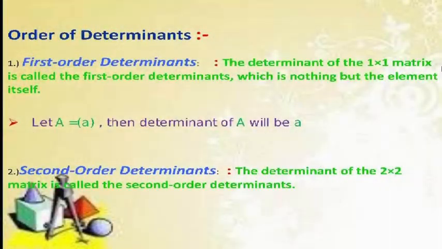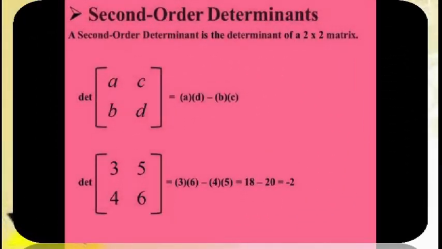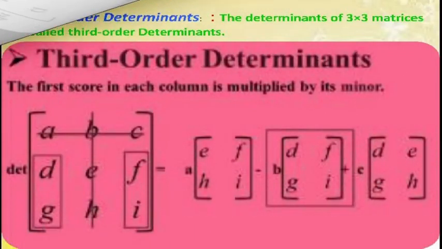Order of determinants. First order determinants: the determinant of a 1 by 1 matrix is called a first order determinant, which is nothing but the element itself. Second order determinants: the determinant of a 2 by 2 matrix is called a second order determinant. Third order determinants: the determinants of 3 by 3 matrices are called third order determinants.